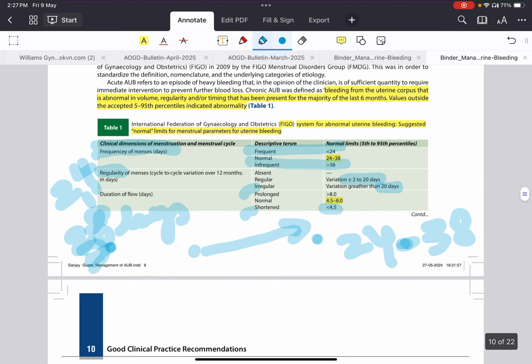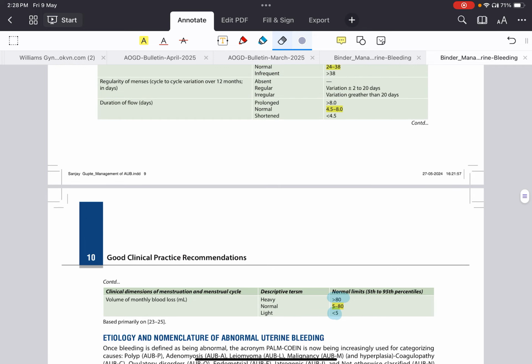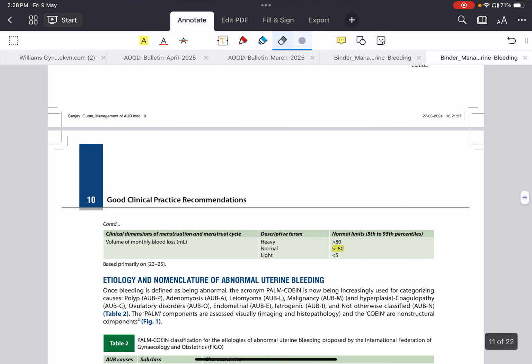Okay, I'll again explain these normal limits. Every time you get an abnormal uterine bleeding question, we will write these clinical dimensions of menstruation and the menstrual cycle. It is according to FIGO. First is frequency. Normal is 24 to 38, so you write frequent, infrequent. Regularity, plus or minus 2 to 20 days. Then duration of flow. 4.5 to 8 days is normal, and volume is 5 to 80 ml is normal.